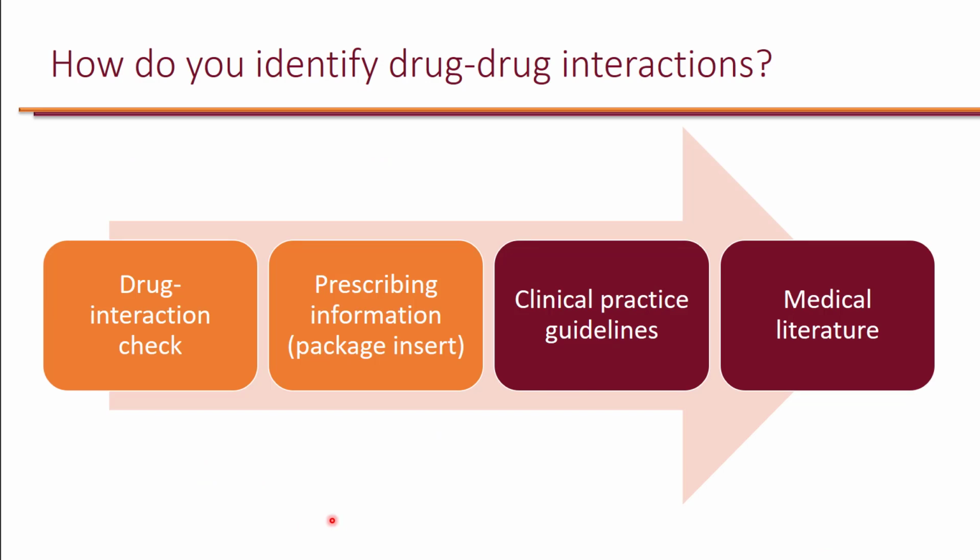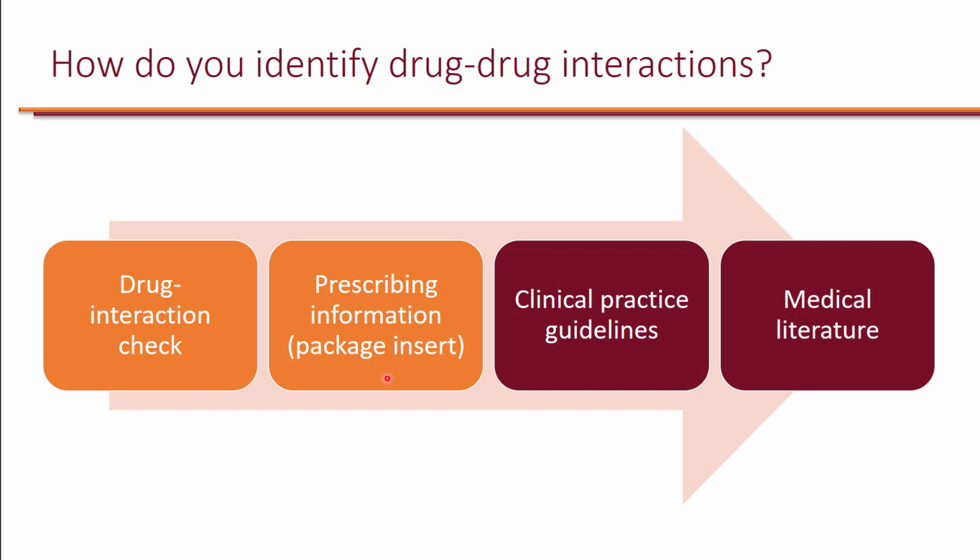So how do you identify drug interactions? Because that's our primary goal in this class, to catch these drug interactions. The 2 things that we're going to focus on in this class is we're going to use some tools to run drug interaction checks. We're also going to look at prescribing information, which commonly is referred to as the package insert, which is approved by the FDA. So we're going to use these 2 tools to look for drug interactions.